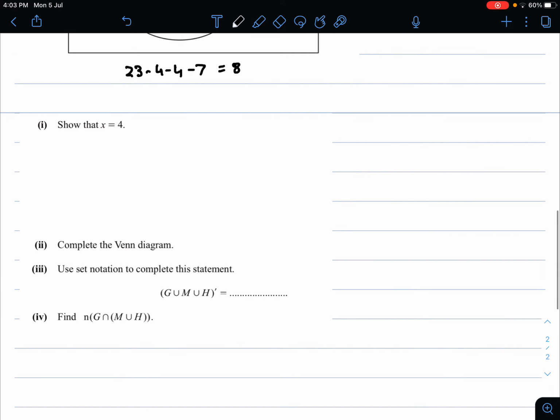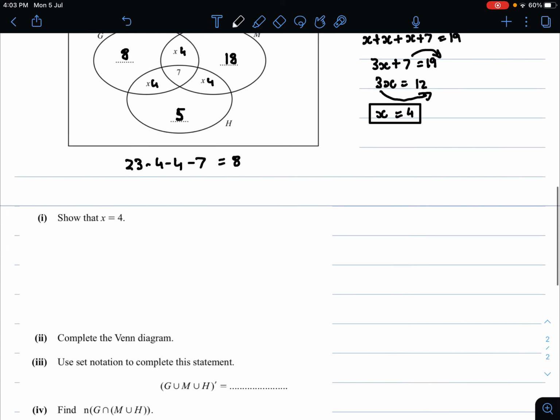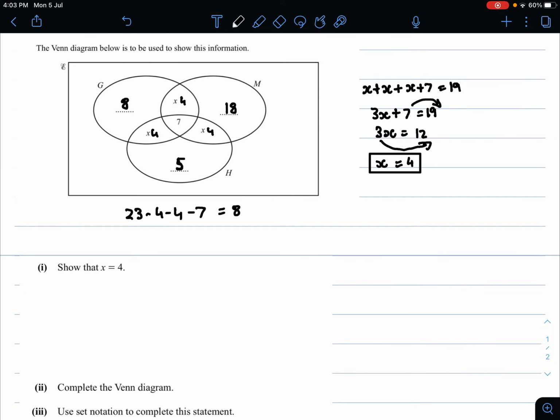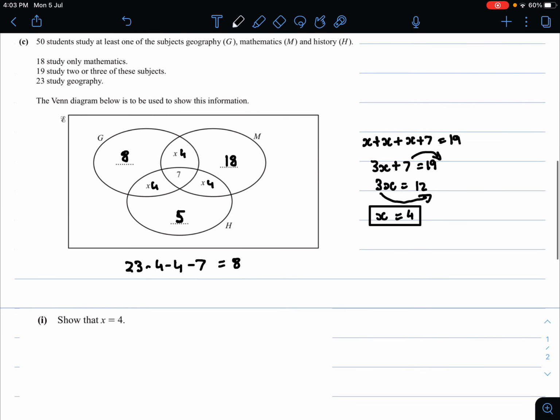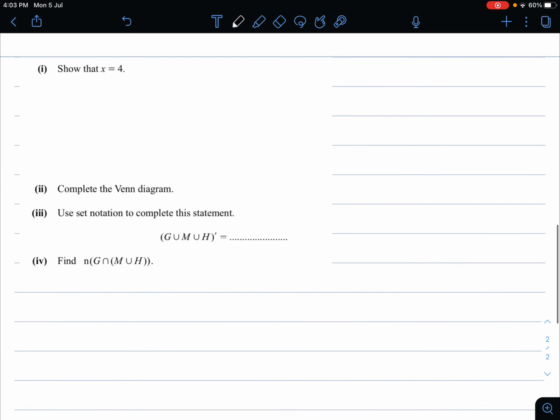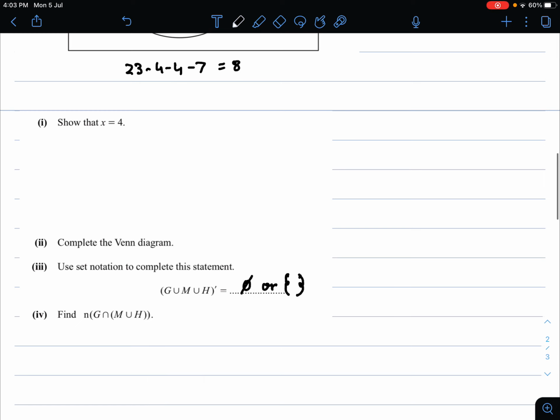Now, use the set notation to complete the statement. G union M union H, so that is all the three circles, complement, so that is any number that is outside the three circles. And as I said, all 50 students study at least one of the subjects, as it is written here as well. So this would be a null set. So you can simply show a null set symbol, or you can make an empty set like this. Now let's move on to part C4.